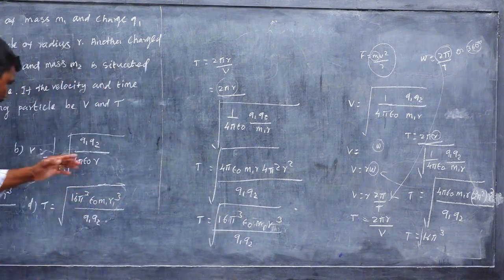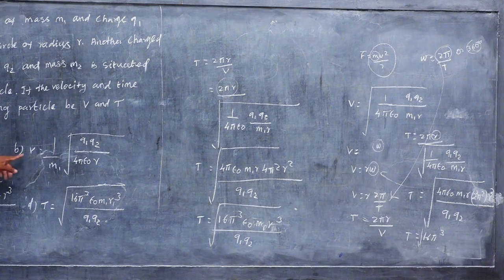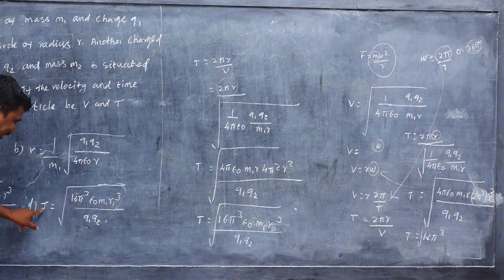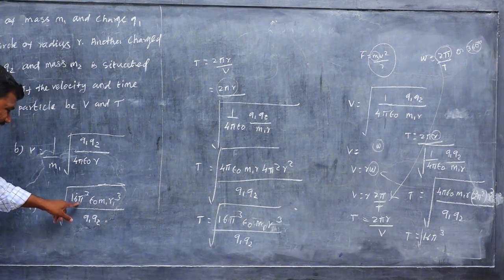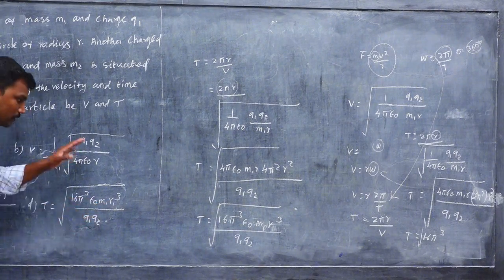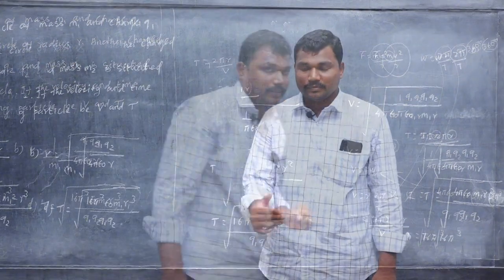Which option is suitable? The first option gives V, so it is not possible. The next also gives V, so it is not possible. The third one is not possible either. The fourth, option D, is possible: T is equal to root of 16 pi cube epsilon naught m1 r cube divided by q1 q2. So this is the answer. Yes, thank you.